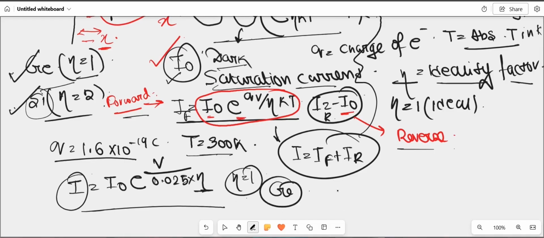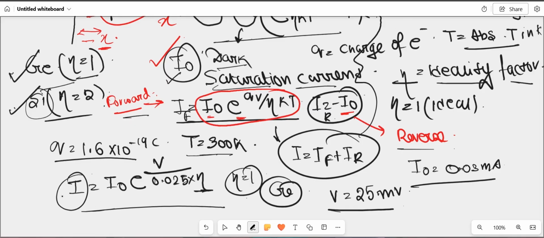And we will be given a particular value of voltage, suppose 25 millivolt. So we will put this value here, and we will also be given a value of I naught, which is in some range of 0.03 milliamps. If you put these values in the equation, we will get the entire current flowing through the diode. So this is all about the diode current equation.